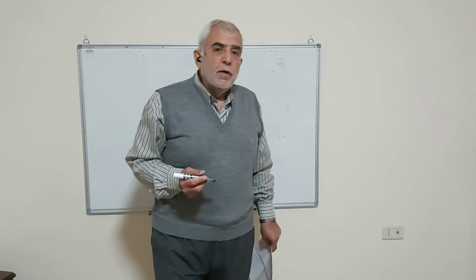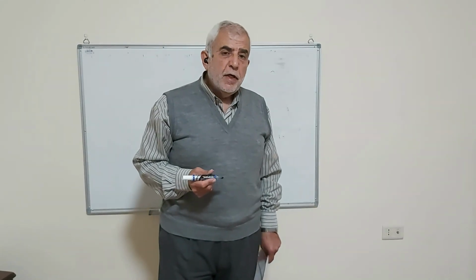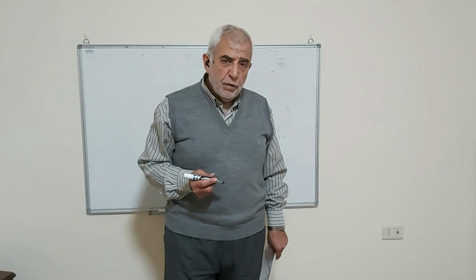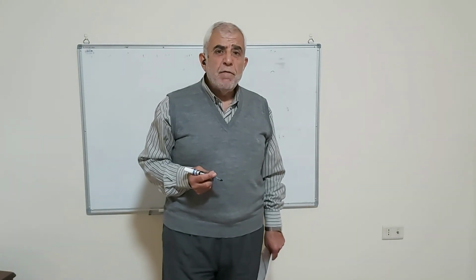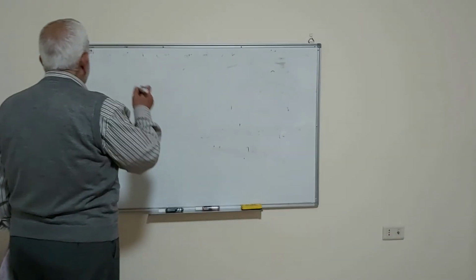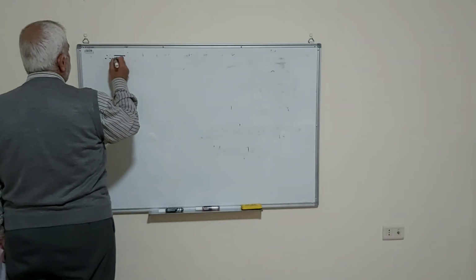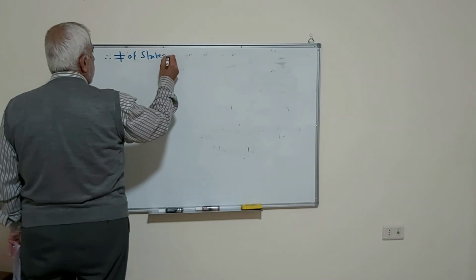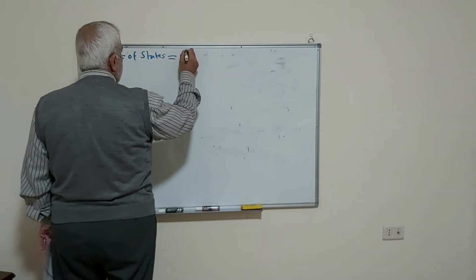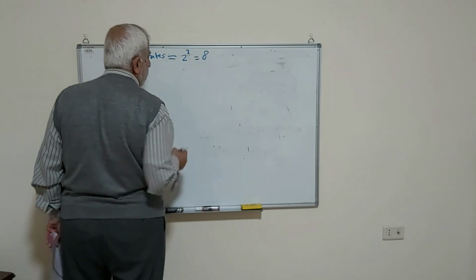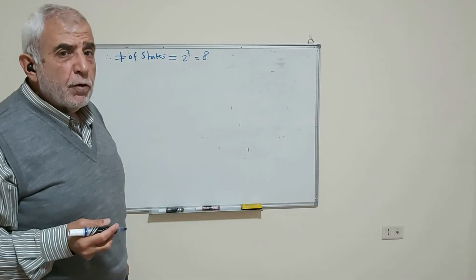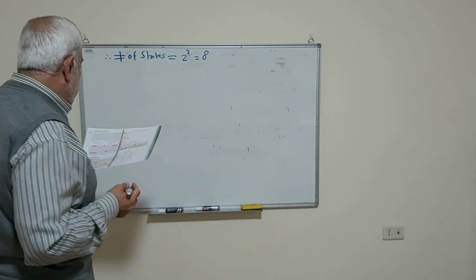As we have explained before, the number of states equals 2 to the power n, where n is the number of units. In our case, we have 3 units. Hence, the number of states equals 2 to the power 3, which is equal to 8. So in our case, we have 8 states for this 3-unit system. And this is the following table.